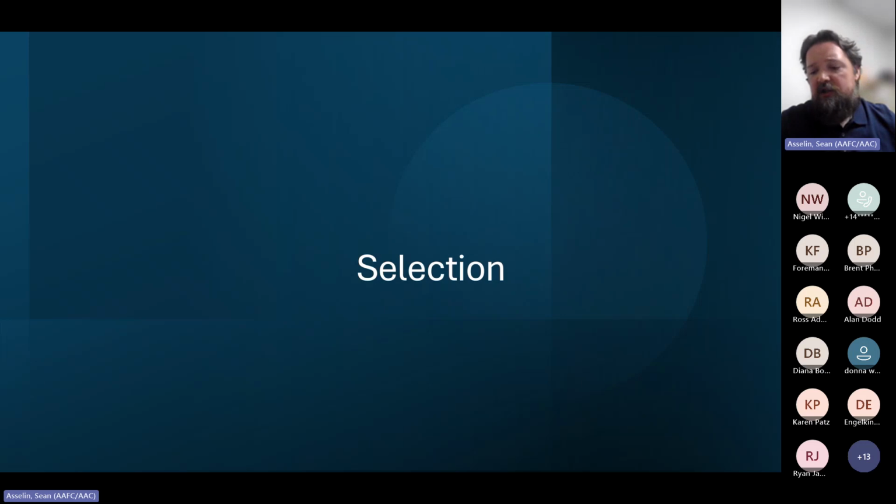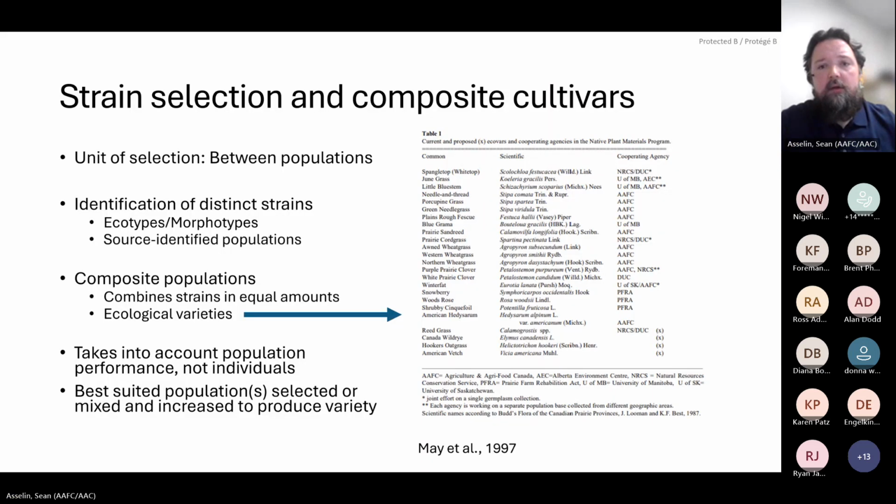Now, moving into selection, I'm going to talk a little bit about some of the processes that we use to develop populations. And there's quite a few, and they tend to be species specific and depend on the type of traits that we're looking at within a population. So I'll start with strain selection and composite cultivars.